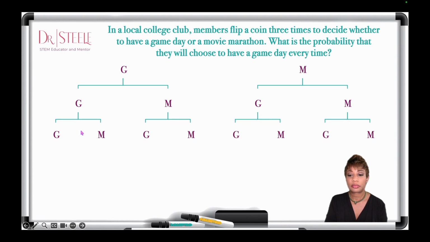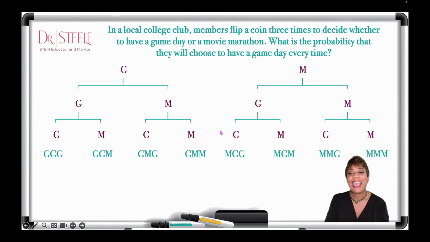All right, so now let's write out all of our possibilities. So we have game, game, game, game, game, movie, game, movie, game, game, game, oh, game, movie, movie. I can read, I promise. And we also have movie, game, game, movie, game, movie, movie, game, movie, movie, movie, game, movie, movie, movie.